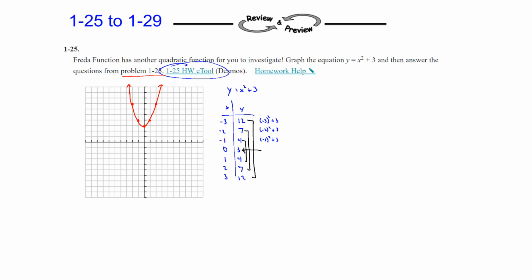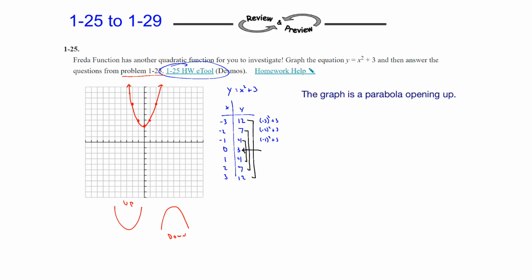It is a parabola, and how does it open? You really have two options. It can either open up like this, or it could open down like this. So this is what we consider opening down. This one would be considered opening up.